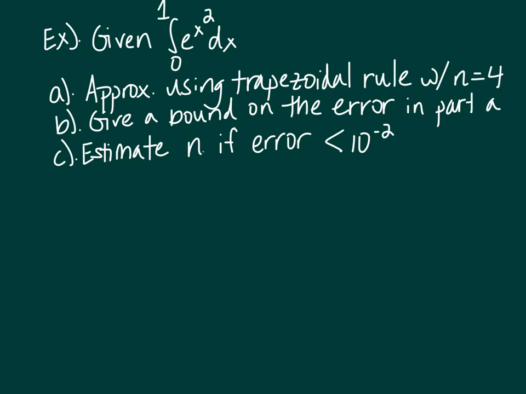In this example, we're going to approximate this definite integral, and this is a definite integral where we can't use any of the techniques we've learned so far for how to integrate, because this is one where we don't get a nice closed form for its antiderivative. So approximation is going to be our best bet here, and so we'll use the trapezoidal rule, then we'll give a bound on the error, and then we'll see how big we need to make our n if we want our error to be less than 10 to the negative 2.